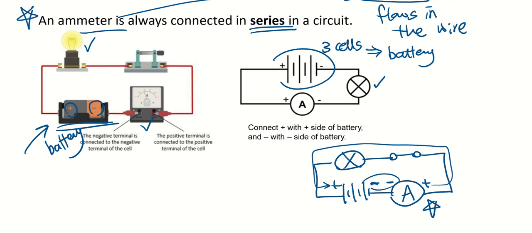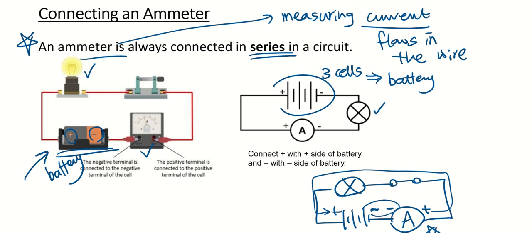What does the ammeter measure? It measures current flowing in the circuit. And how is it connected? It's always connected in series, right? Because I want to find out how much current actually flows through the light bulb. So it must be in the way of the light bulb so that I'll know how much current is flowing.